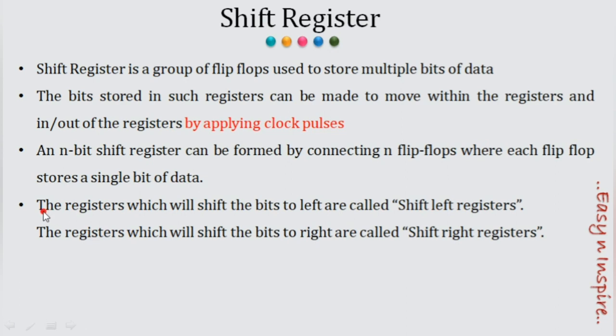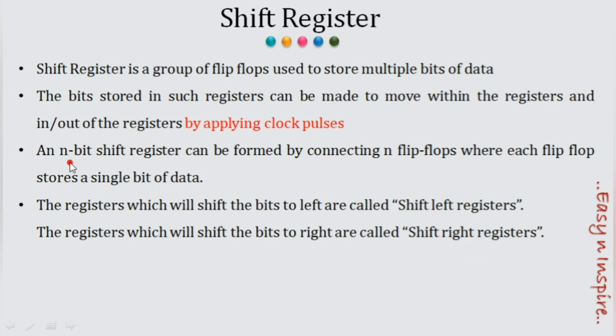The registers which will shift the bits to left, means from right side to left, are called shift left registers. Similarly, the registers which will shift the bits or the data to right side are called shift right registers. Shifting right. Here shifting left. So two types of registers, according to our consideration, shift left or shift right.